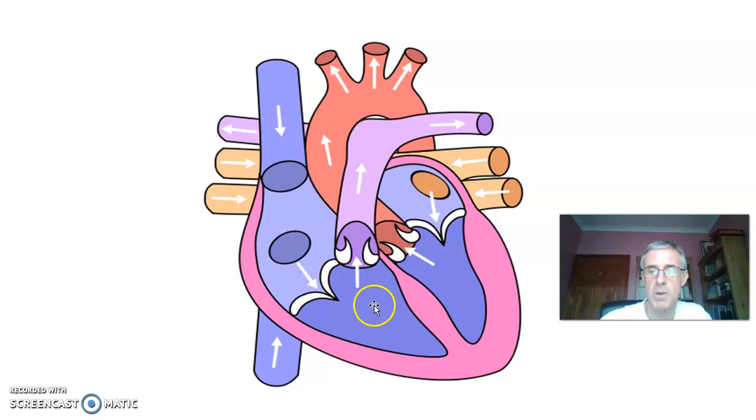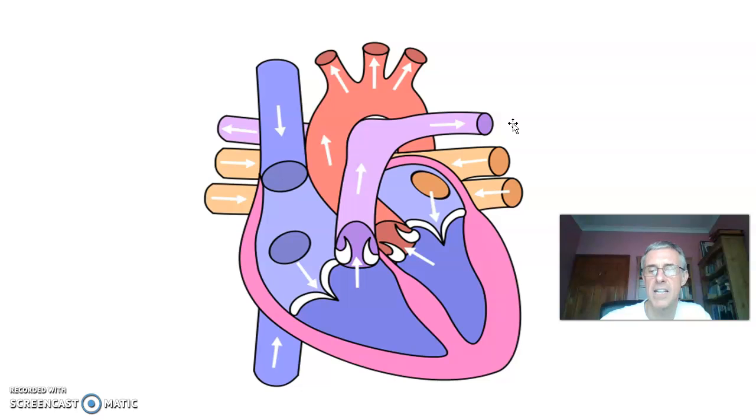So here we are with the blood in the right ventricle. It then travels up through here. Now some of these valves have got different names, so don't worry too much about the valves, but this one is sometimes referred to as a pulmonary valve, and it comes up in this pulmonary valve through here, and this is the pulmonary artery, and it travels through here and then it comes out of the heart.